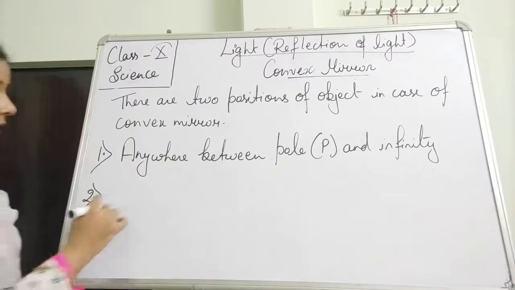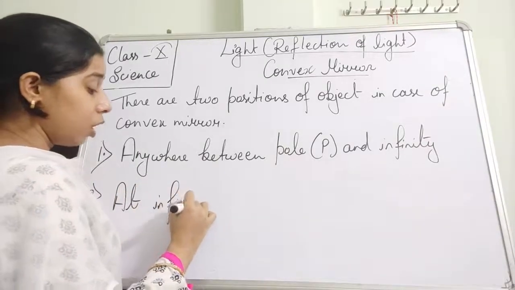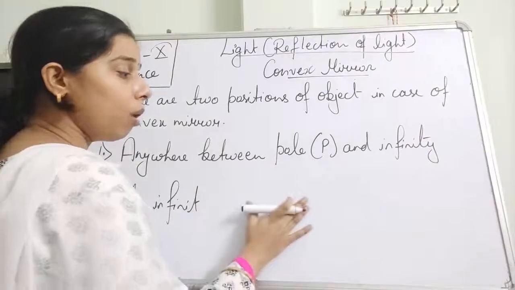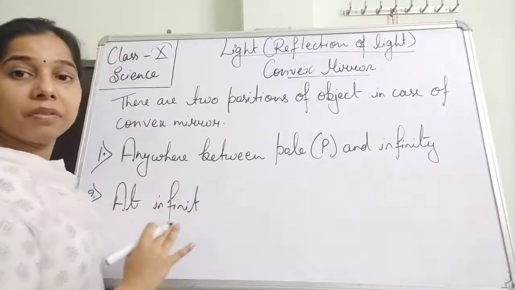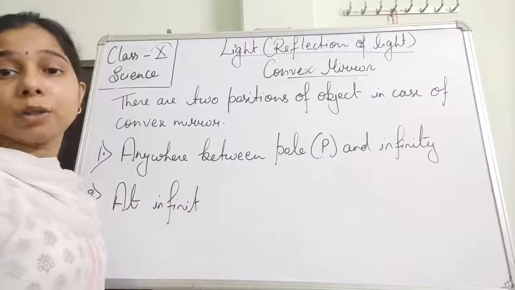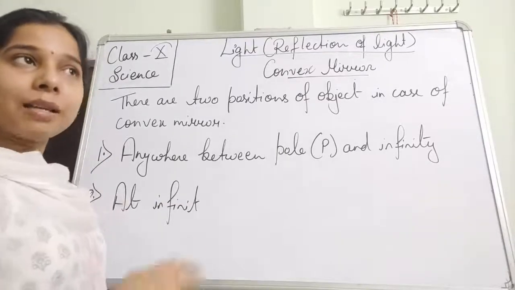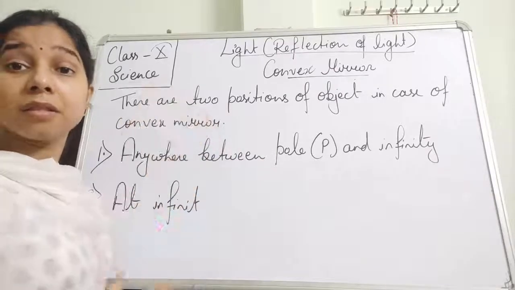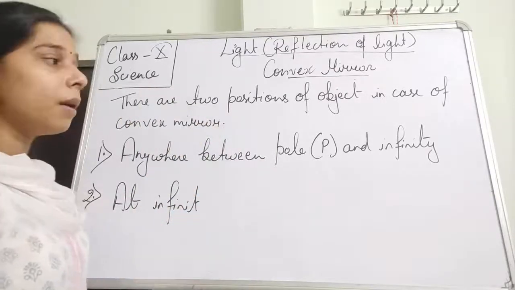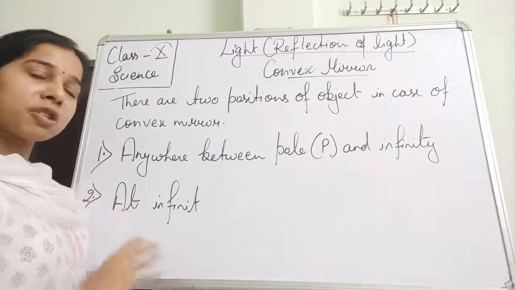at infinity. Obviously, after that only one thing is left, that is at infinity. So between infinity and the pole, and at infinity, when we keep the object, then what happens? These are the only two positions that you have to study in case of a convex mirror. Remember that in case of a concave mirror, we have seen 6 different positions of the object, but here we will see only 2, because there the conditions remain the same.